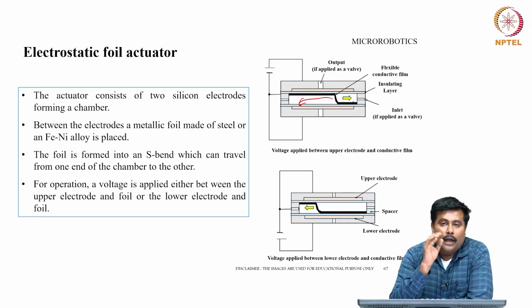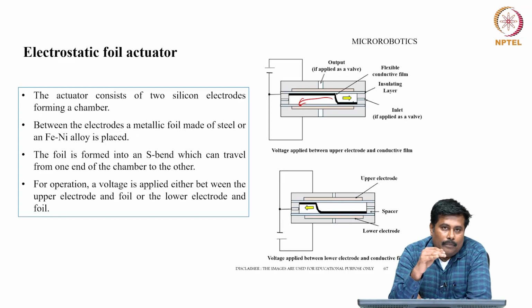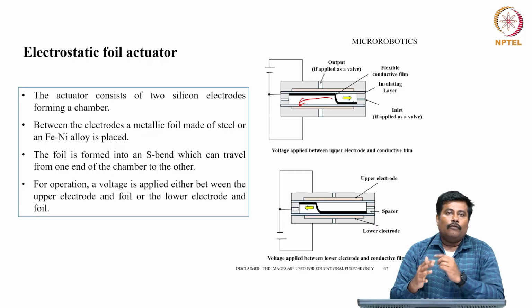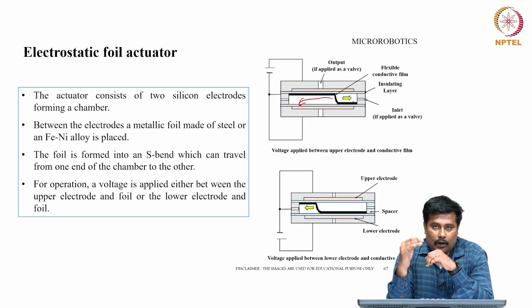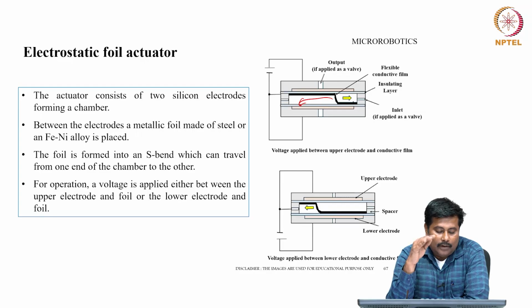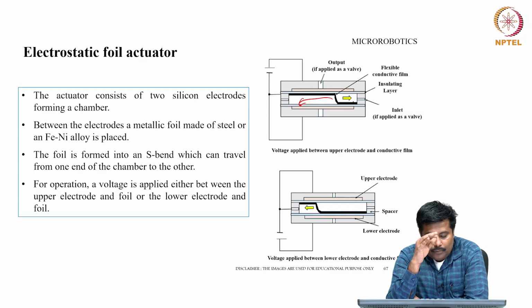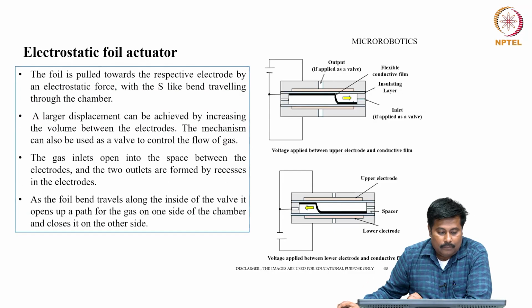Ideally the actuator consists of two silicon electrodes forming a chamber. Between the electrodes, a metallic foil made of steel or FeNi alloy is placed. This foil is formed into an S-bend which can travel from one end of the chamber to the other end. For operation, a voltage is applied either between the upper electrode and the foil or the lower electrode, so that the foil can be appropriately actuated to get the required displacement we are working upon.